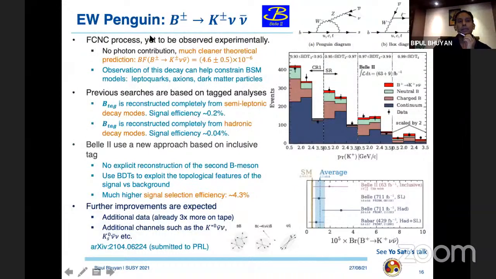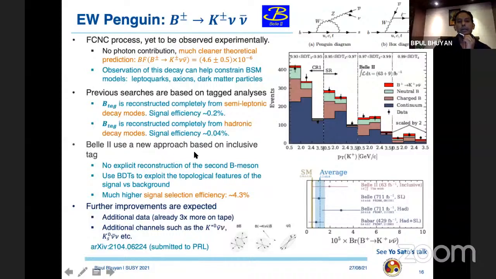Another important analysis that is being performed is for an electroweak penguin decay. So we are looking at B plus minus going to K nu nu bar. Again, it's a very theoretically clean process, and it can constrain various BSM models like leptoquarks, dark matter particles, etc. Here, most of the analyses that have been published on B to K nu nu bar mostly use a tag that is constructed either from semileptonic decays or hadronic decays, with a pretty low efficiency.